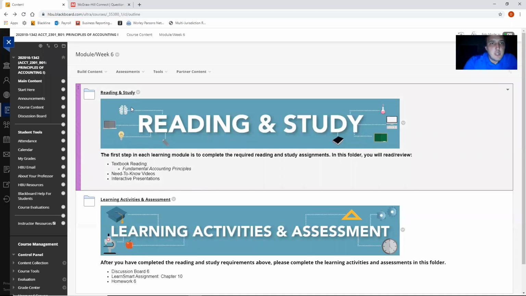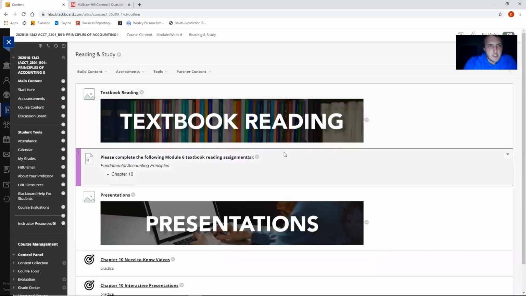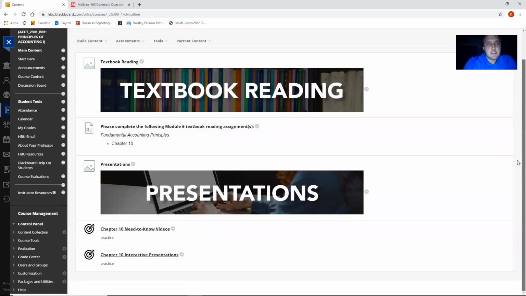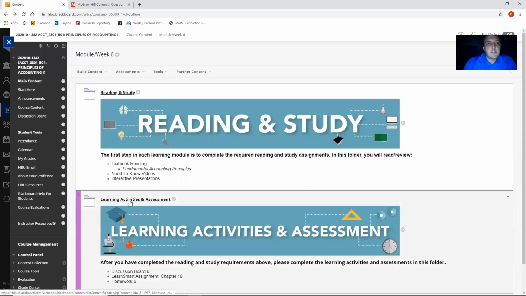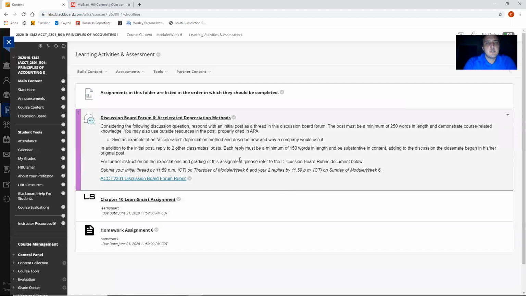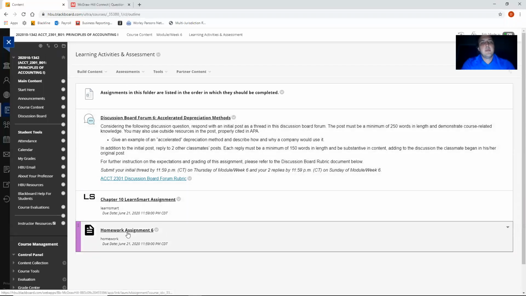All right, so just like everything else, going to the course content, looking at reading 6. You got your chapter 10 reading, presentations, and videos. And then we go to the learning activities and assessments. And here you'll be writing a discussion board for the accelerated depreciation method, trying to give an example of when that might be used and for what type of company. And then you have your Learn Smart assignment and your homework assignment.